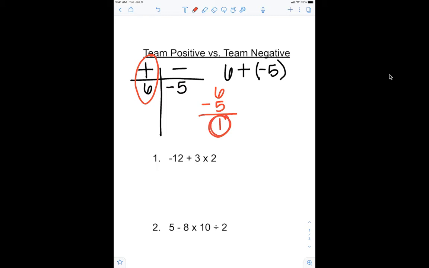So my answer is +1. That's our team positive, team negative. And you could have more than one thing on team positive and team negative. I could have multiple positive numbers, and you would just have to add up everything. So your final for team positive would be 16 points instead of the 6. You would just have to add them up before you voted on who won.